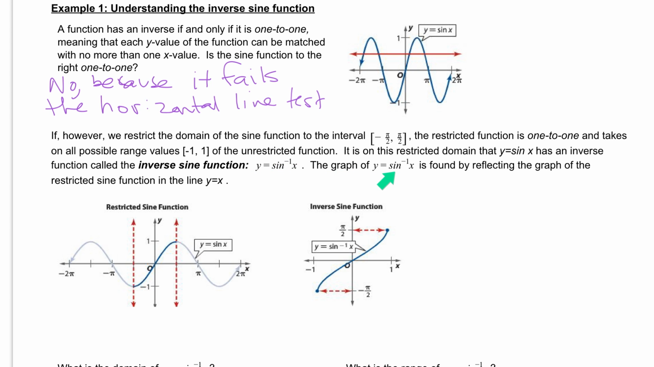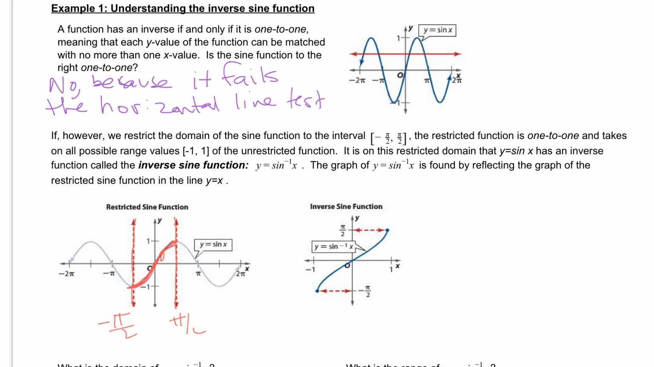The graph of the inverse sine function is found by reflecting the graph of the restricted sine function in the line y equals x. So if you take a look at this right here, we are going from negative pi over 2, where this dotted line is, to positive pi over 2. So we are just looking at this part of our sine function. That part of our sine function takes on every number in our y values. So it goes all the way from negative 1 and all the way up to positive 1.